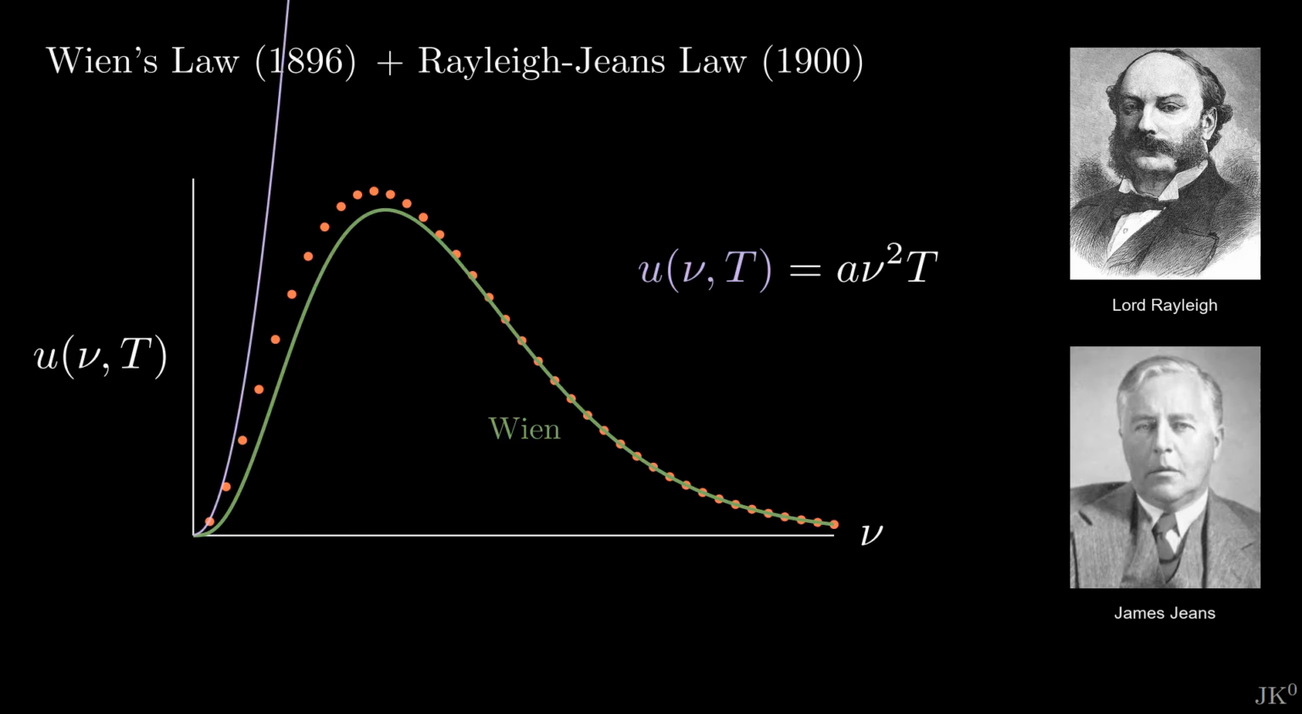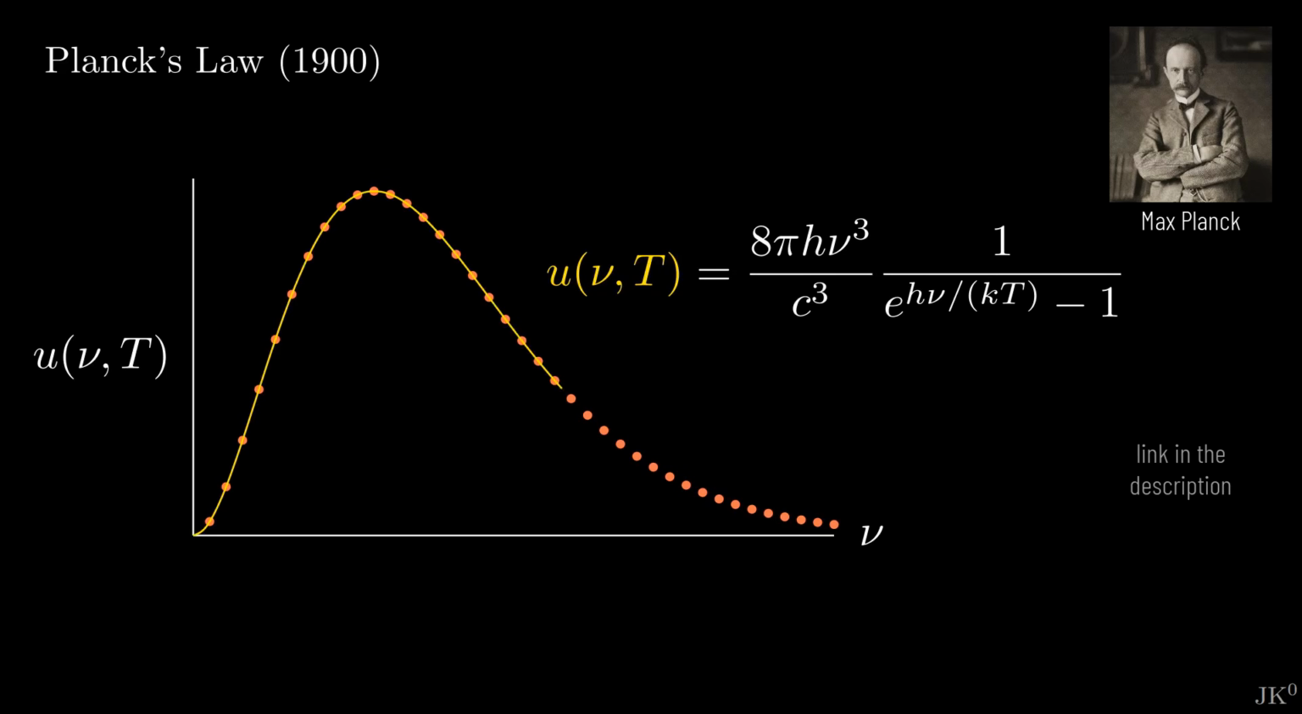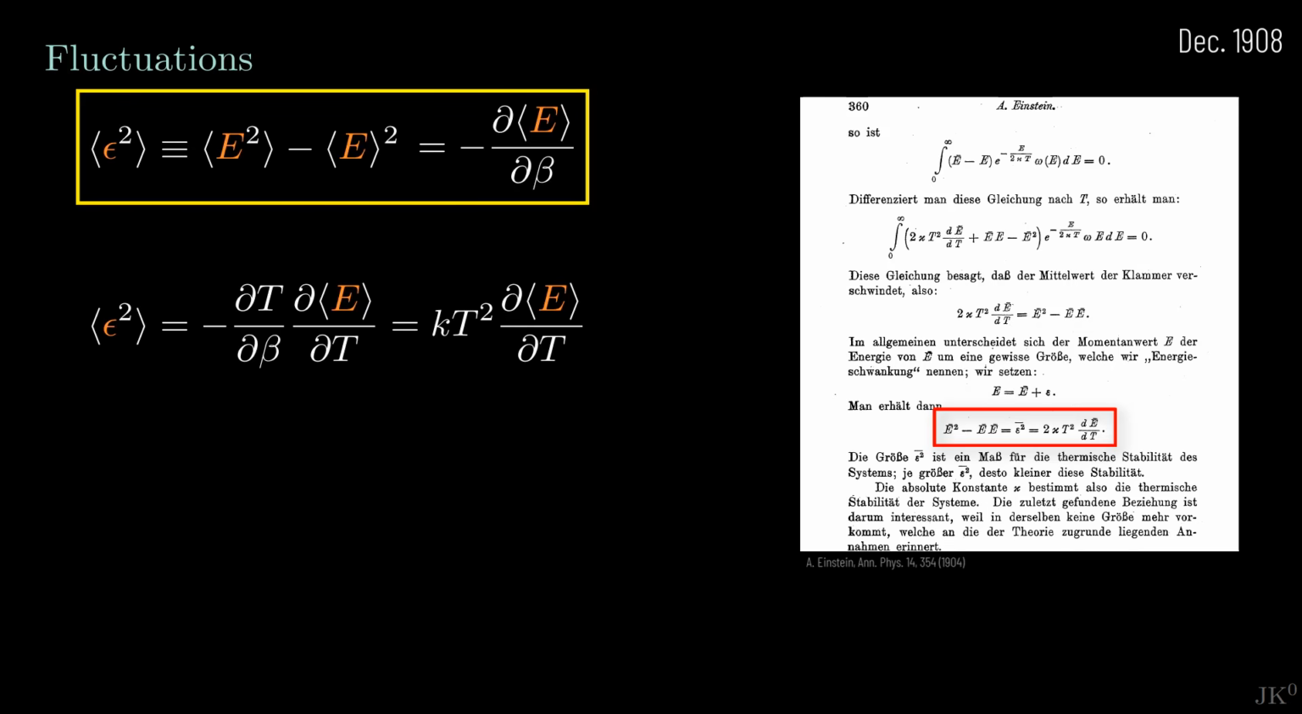These two formulas work well in their respective limits, but they are incompatible, and the great challenge was to patch them somehow in the middle. This is what Max Planck was able to do using some very clever methods that I explained in that video. Planck's formula is this, which was literally verified by the experiments of Heinrich Rubens and Ferdinand Kurlbaum the day after Planck discovered it.